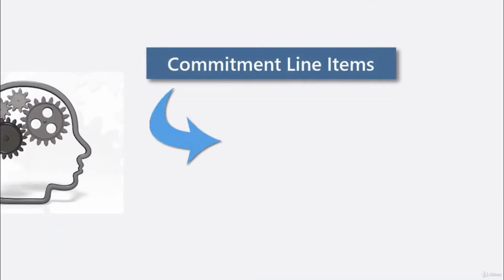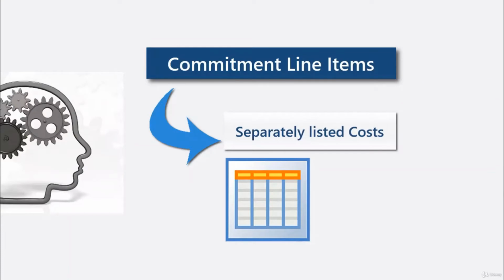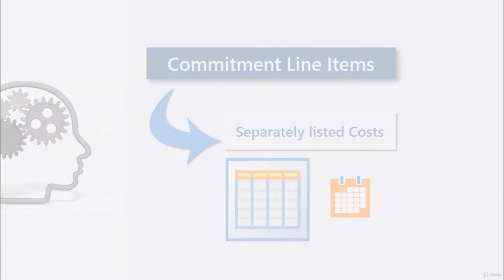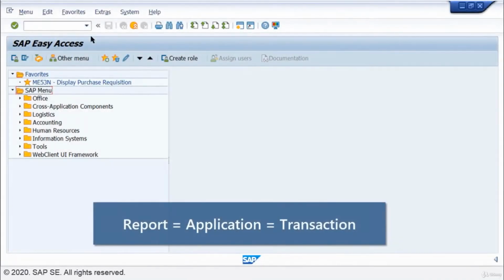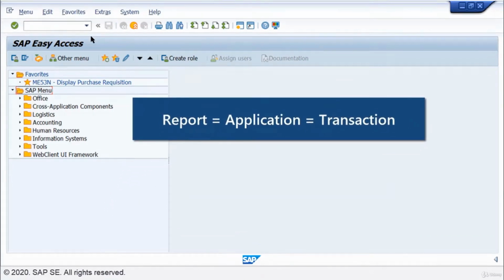Now you're aware that commitment line items are separately listed costs incurring at some definite future date. Let's turn to call a report that compiles a list of commitment line items. Reports are also applications and are therefore called by transaction codes. And as you already know, either from the SAP menu or the command field.